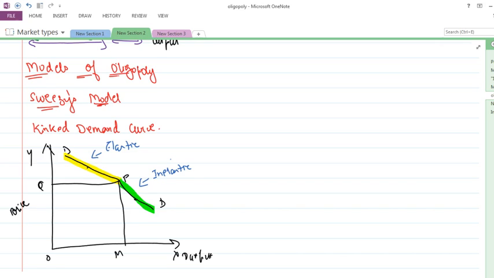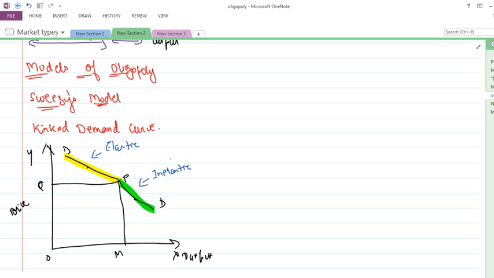If the oligopolist raises his price above the prevailing price, then his sales would be reduced. If he raises the prices, the customers will go to his competitors. So an increase in price will lead to a large reduction in sales. Since the oligopolist gains neither by reducing the price nor by increasing it, he will try to keep his price at a constant level, and he will never try to increase or decrease it.